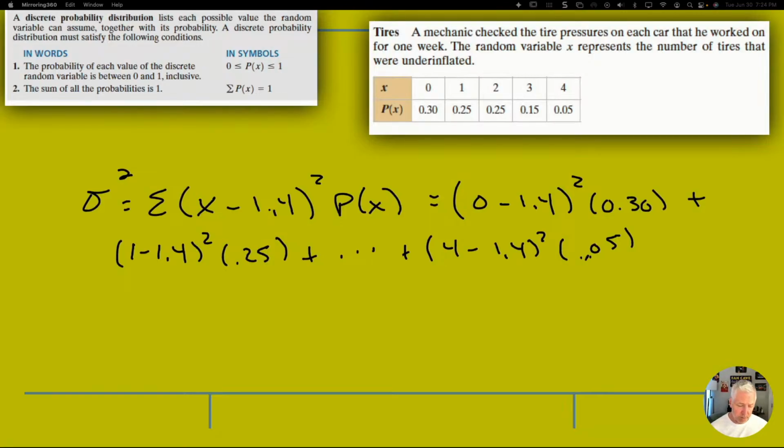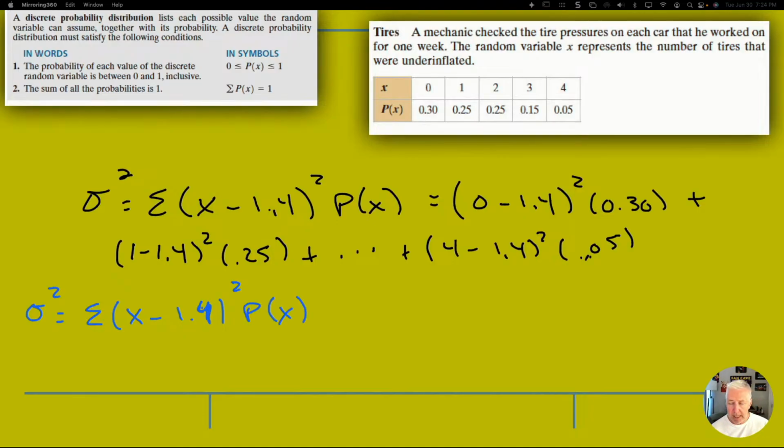We're going to find these terms using the calculator, and here's how we're going to do it. Let me just rewrite the formula here. The formula for finding the variance of a basic discrete probability distribution is the summation of x minus the mean, in this case 1.4, squared, times your probability.